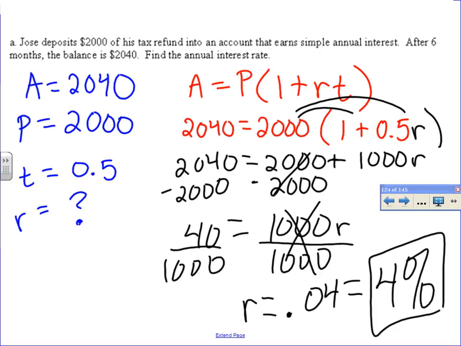If they ask you to find the account balance, or if they give you the account balance, you have to use this formula. If they ask you to just find simple annual interest, you use interest equals PRT. And we are going to work a lot on that on Monday. How do you know when to use what formula? Okay, does that make a little bit of sense? Okay. All right, let's go to letter B.